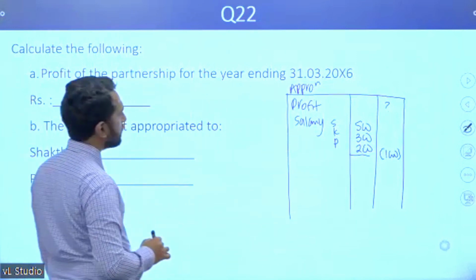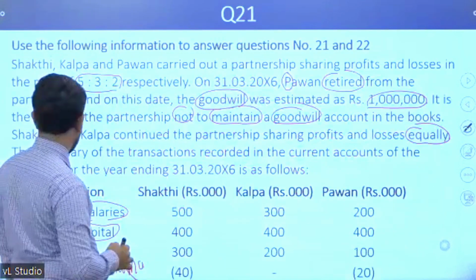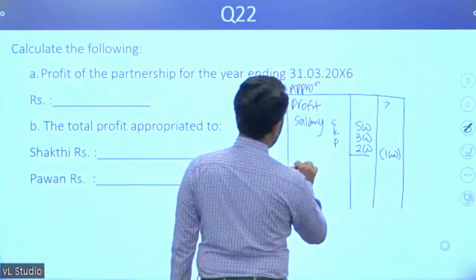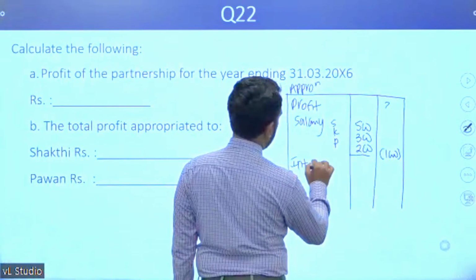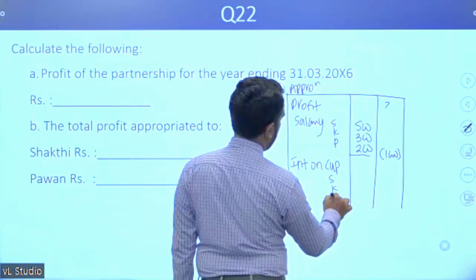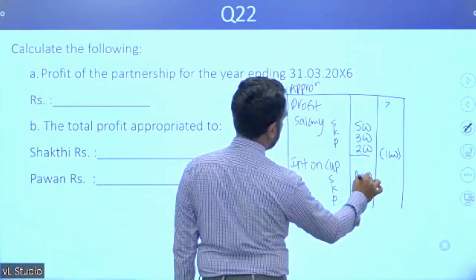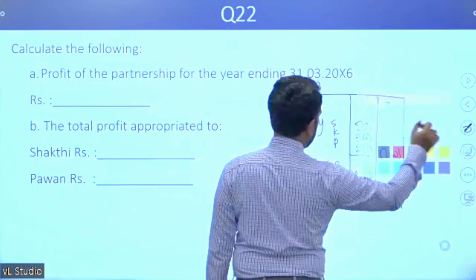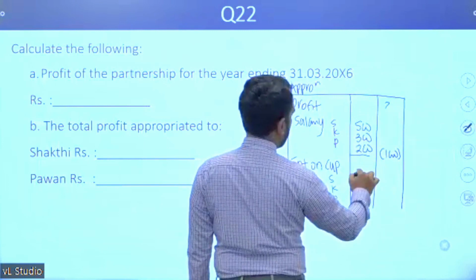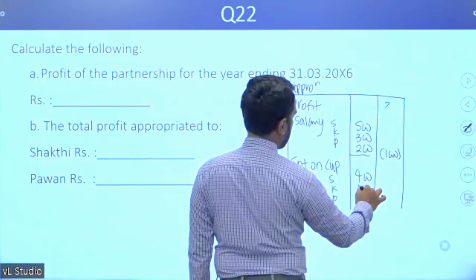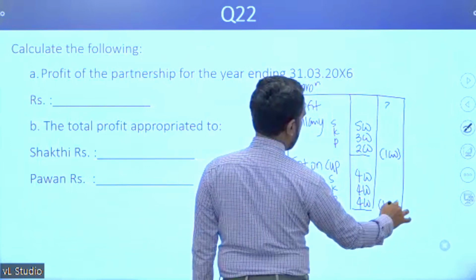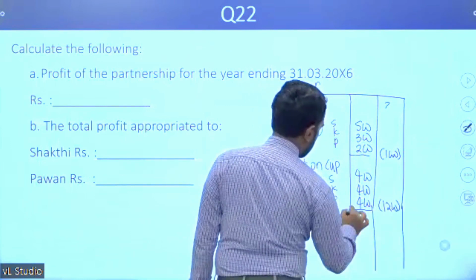Okay. Then as interest on capital 400 each we have allocated. So as interest on capital we have allocated Shakti, Kalpa and Pawan 400 each. Right, 400 each. Based on the information given. So that will come to 1200.